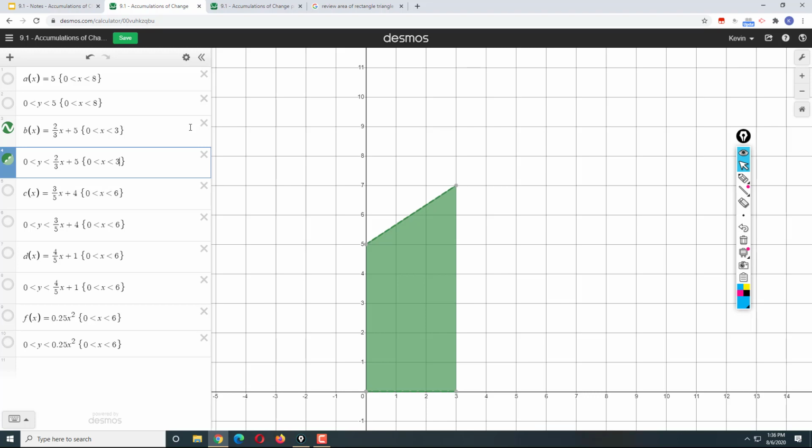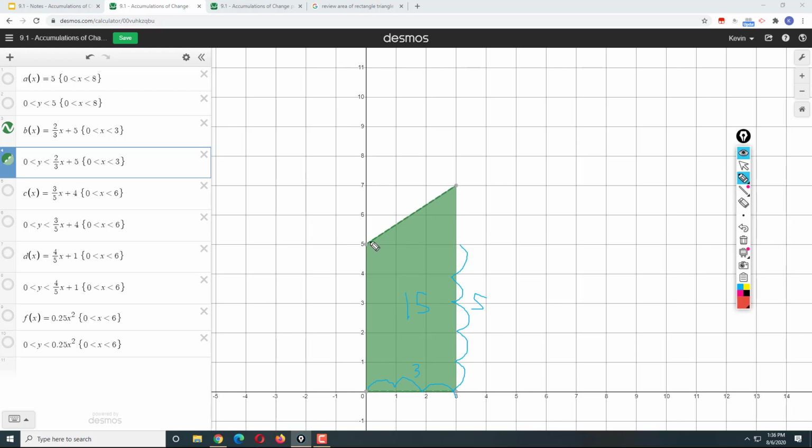So here's the first 3 hours. How to find this area? I think it's actually easier to just use the rectangle and the triangle. So let's just do that. Let's do the rectangle first. The length, we're going from 0 to 3, so the length is 3. The height is 1, 2, 3, 4, 5. So the rectangle has area 15.